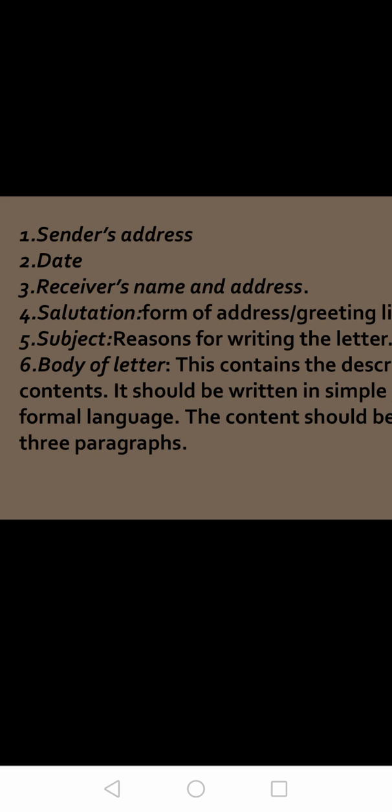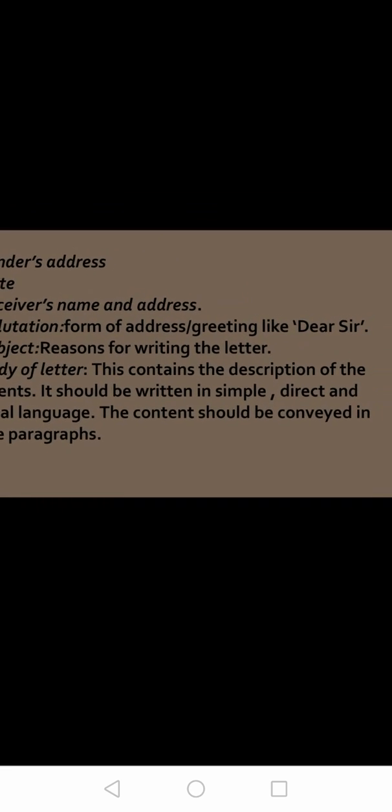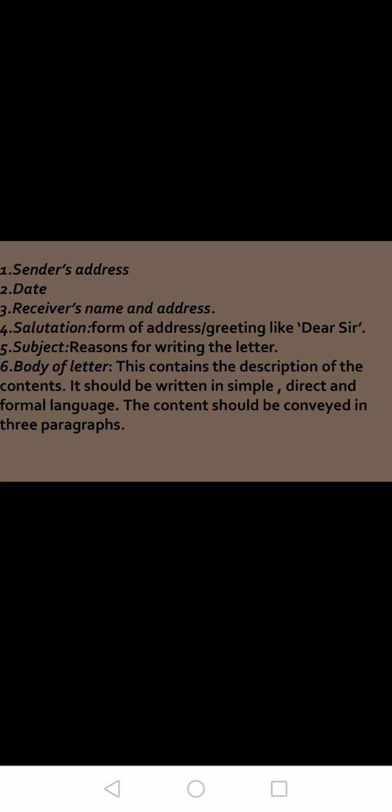Receiver's name and address, that also you know. Salutation, that is a greeting. You are going to write like dear sir, respected madam, like that. Then comes the subject. In the subject you have to write the reason for writing the letter, why you are writing a letter. That reason you are going to write in the subject. Next comes your body of the letter. This contains the description of the contents. It should be written in simple, direct and formal language. Okay. The content should be conveyed in 3 paragraphs. You are going to write your content in 3 paragraphs.